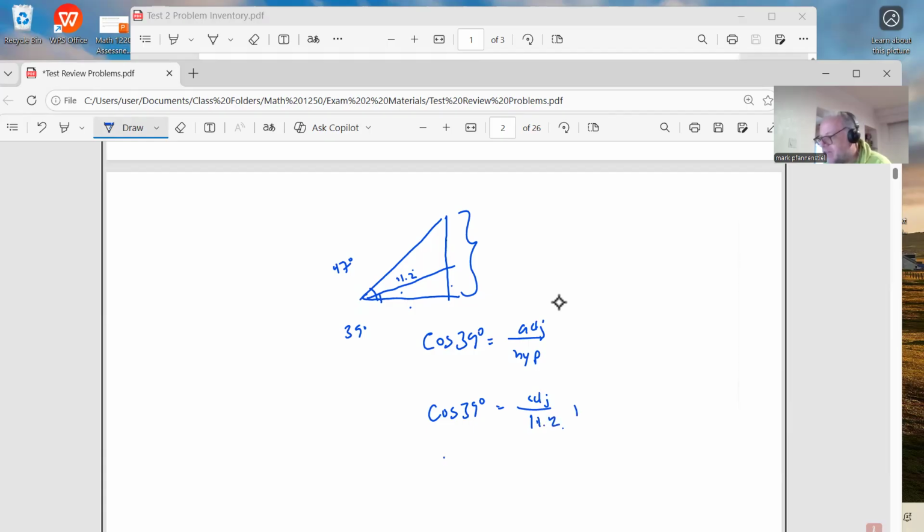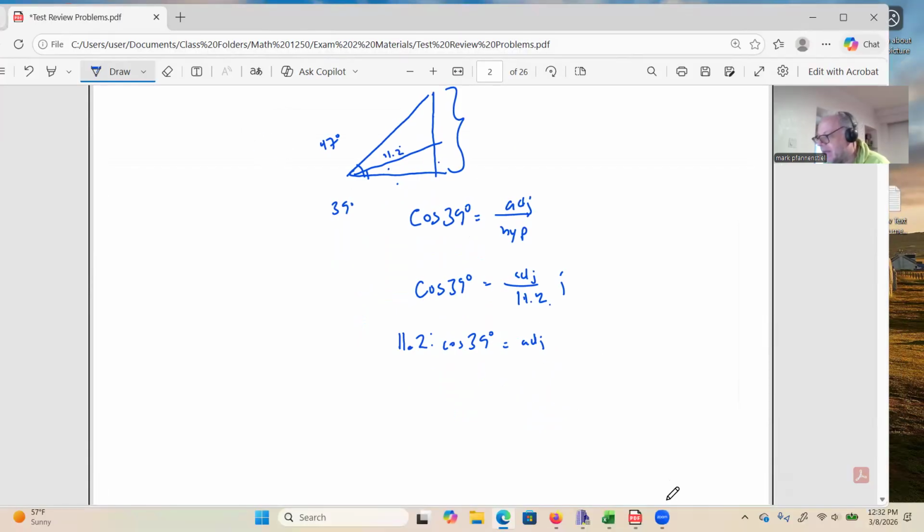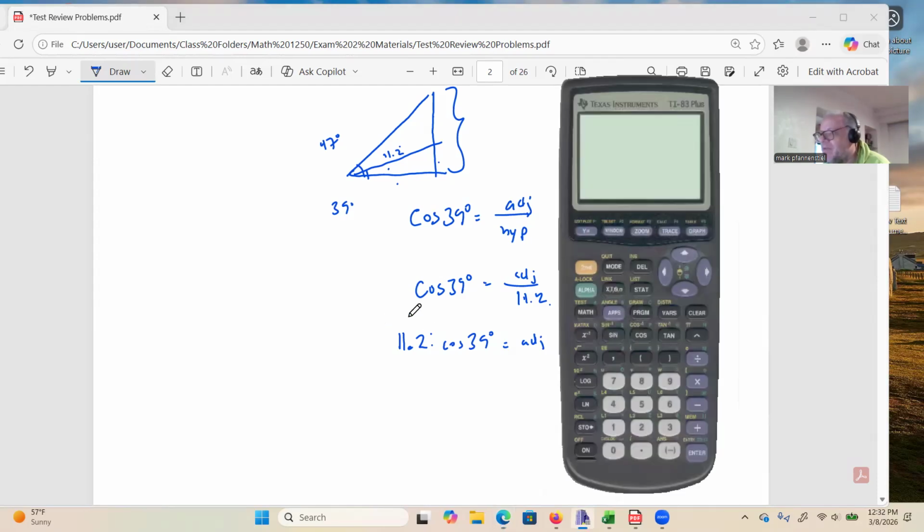We're solving for adjacent, so we multiply: 11.2 times cosine of 39 degrees is equal to my adjacent side. And we're going to go ahead and evaluate what that is. I'm going to take out my handy dandy calculator here. Make sure that you're in degree mode. The mode is not in degrees right now, and that's not going to be helpful, so let's change to that.